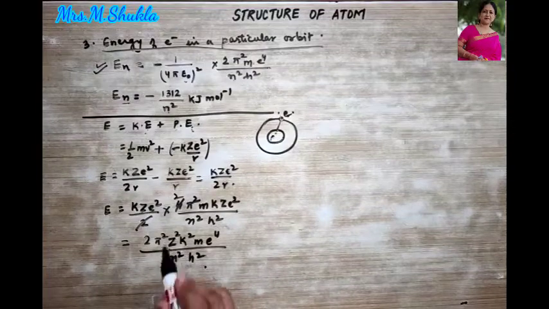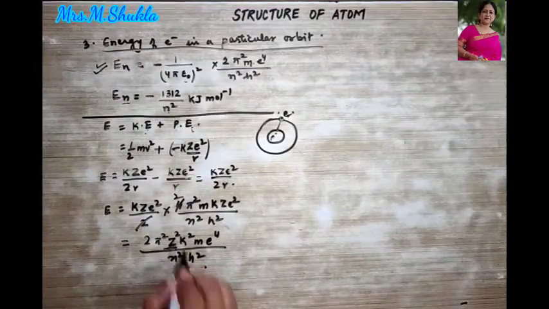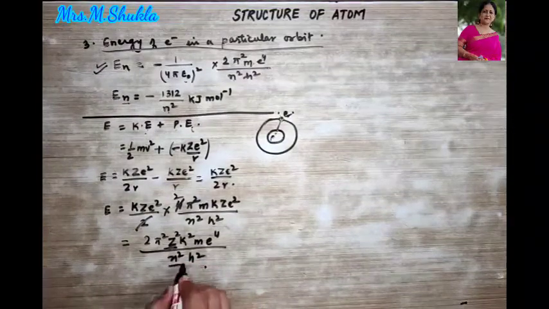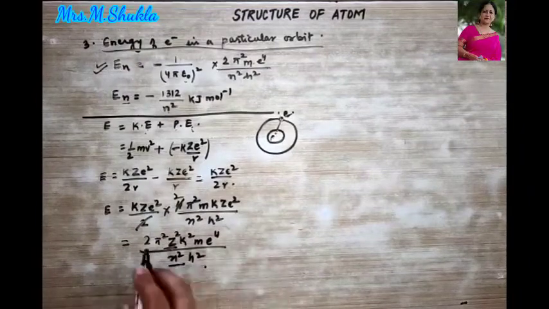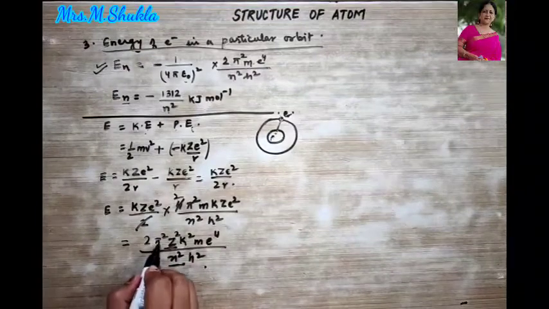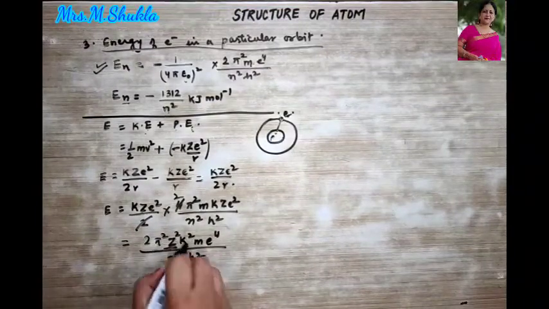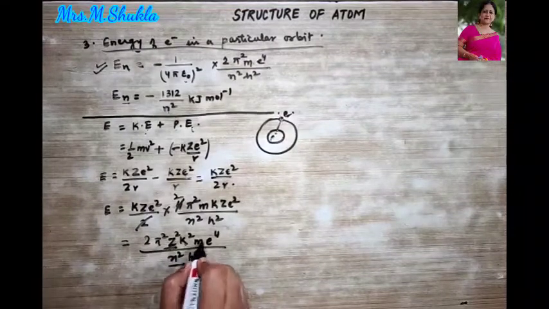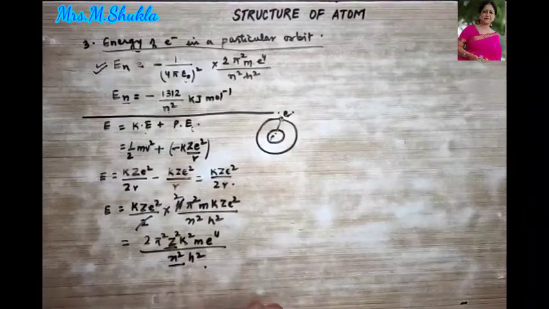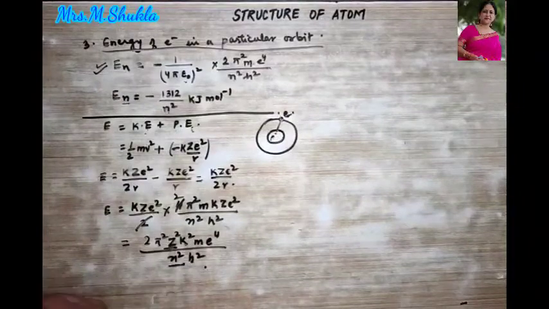Now, only Z square and n square are the variables. The rest are all constants. You know the value of pi, you know the value of k, we know the mass of the electron, we know the charge of the electron, we know the Planck's constant.